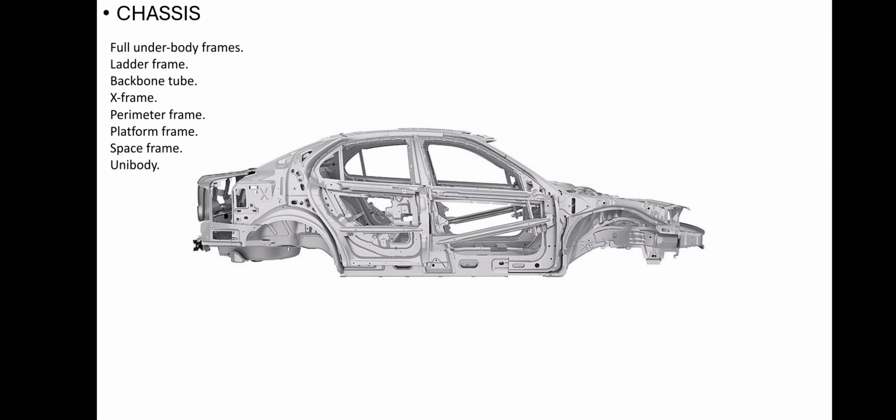We have full underbody frames. We have ladder frame, backbone tube, X frame, premier frame. For example, premier frame is for the bike, but all of the frame types and the chassis types I wrote for you. Then we have platform frame, space frame, and unibody. If your vehicle is, for example, a Mustang for racing, or an SUV, or a sedan, for sure the length, the size, and maybe the shape and also the structure of your chassis and the frame will be different. So it depends exactly on which type of vehicle you are using.